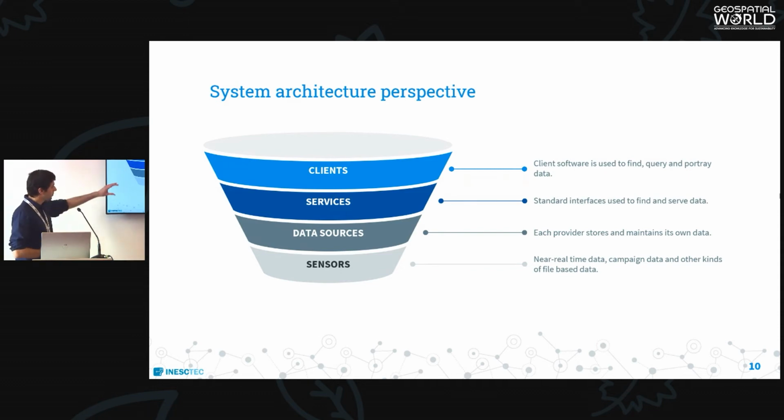And as we climb through the funnel, we come to the data sources, which are the entities responsible for making that data available. And then we enter the services, where the data is ready to be shared, and it's in a standard that can be understood by clients, by applications that can connect to this data and understand what's going on.